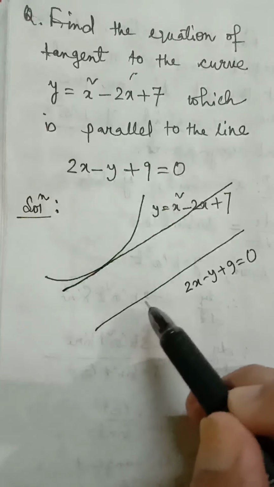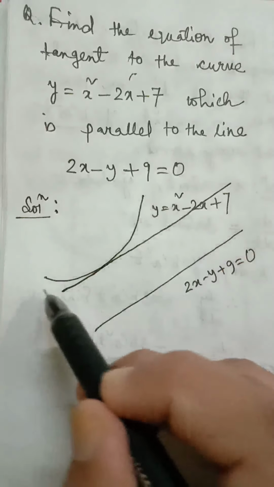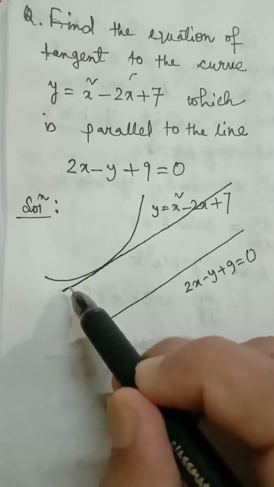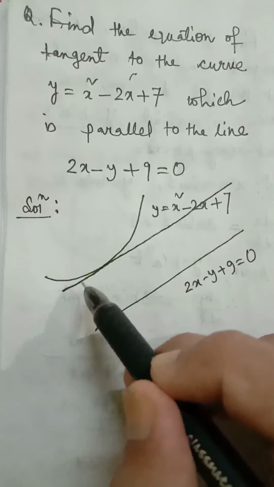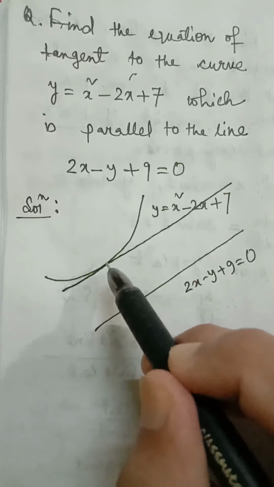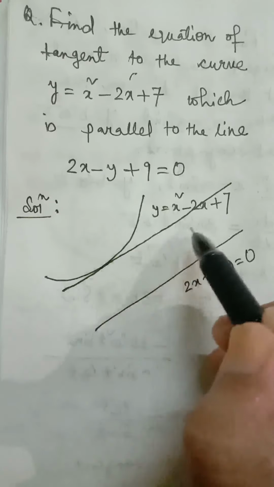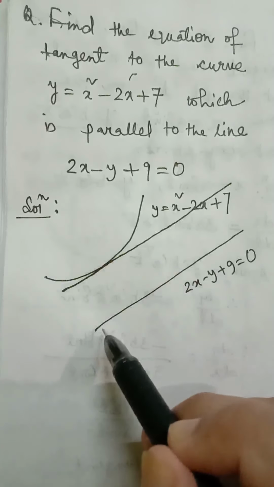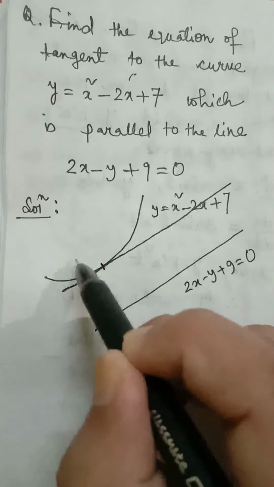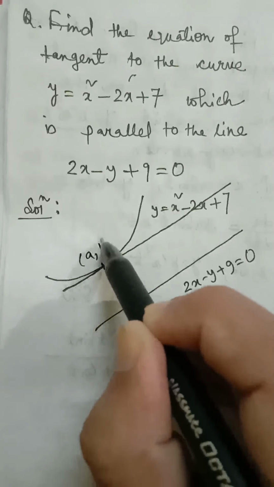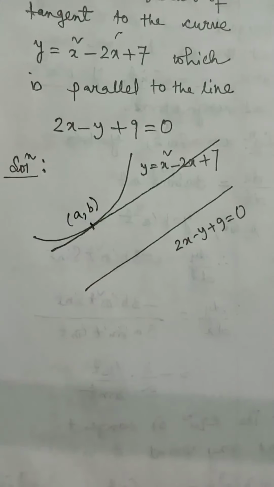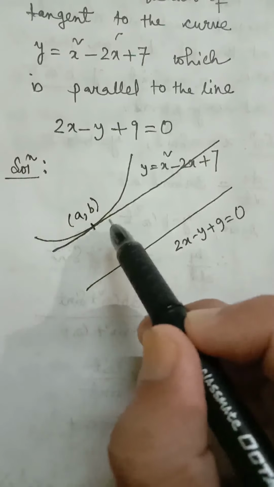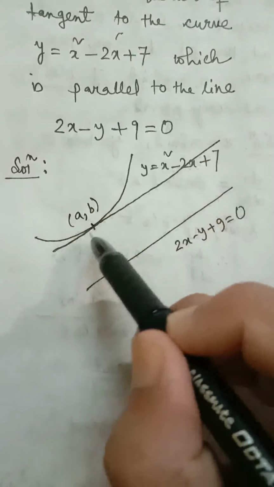This is the given line, this is the given curve. The required line is parallel to this line and is a tangent to the given curve, which touches the given curve at one point. Suppose the line parallel to the given line touches the curve at this point, and suppose the coordinates of this point are (a, b). We have to find the equation of this line.